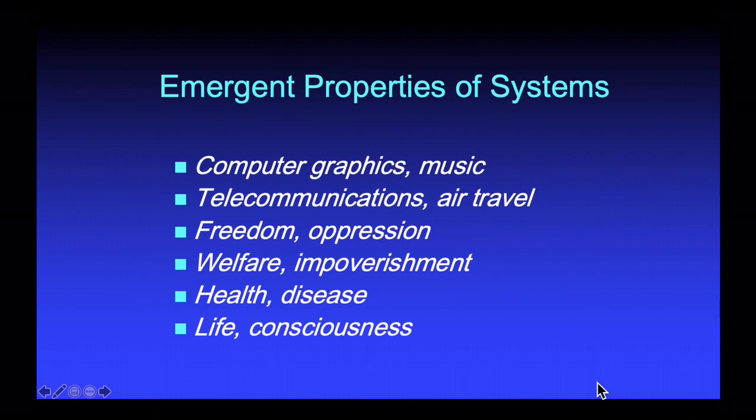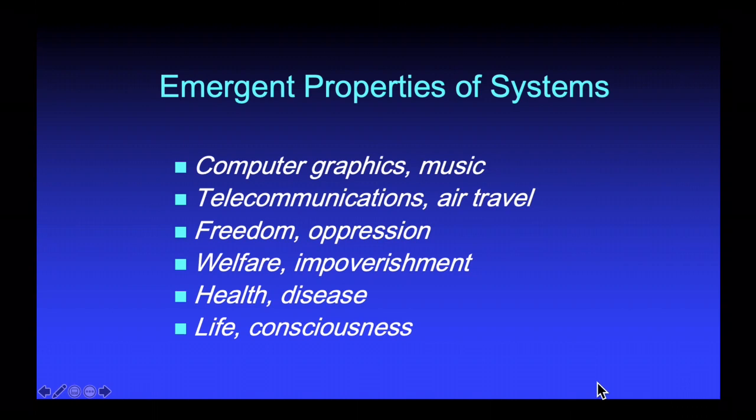Emergent properties of systems: I just talked about computer graphics. Music is an emergent property of musicians and their instruments and the musical score. Telecommunications is an emergent property. To speak to someone over a cell phone emerges only because of the interactions of the parts. Air travel is an emergent property. In order for the airplane to move from here to there requires not only the interactions of the parts in the airplane, but if you think about myself traveling, it also requires multiple other parts of many systems in order to get me on the airplane and to get the airplane flying safely.